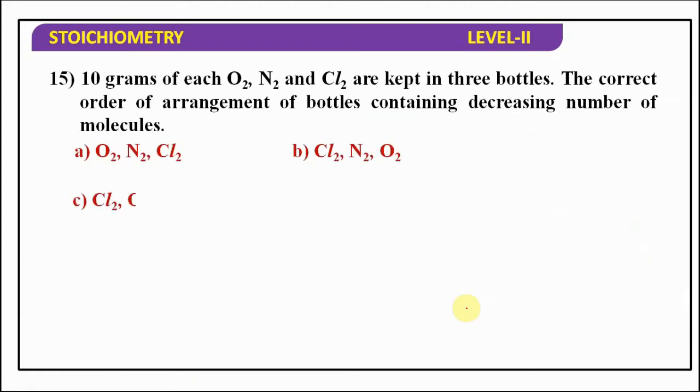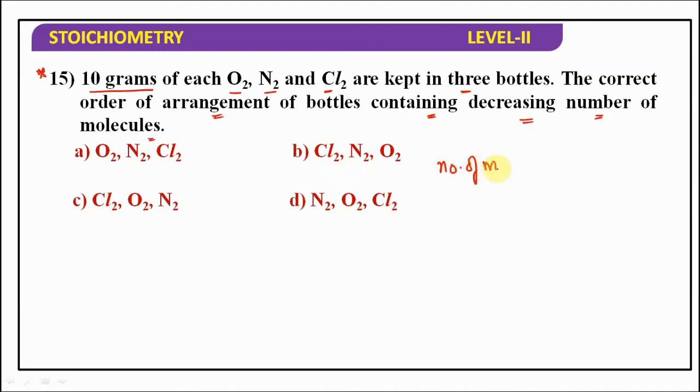Next. See, 10 grams each of O2, N2 and Cl2, 3 gases, are kept in 3 bottles. Very important numerical at CET level. The correct order of arrangement of bottles containing decreasing number of molecules. Number of molecules, what is the formula we have? Number of molecules is equal to number of moles into Avogadro number. Number of moles is nothing but weight by molecular weight. So weight by molecular weight into Na.